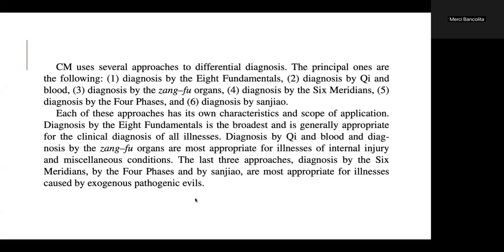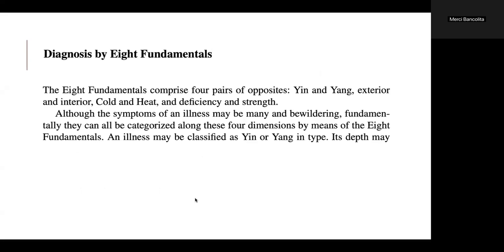Each of these approaches has its own characteristics and scope of application. Diagnosis by 8 fundamentals is the broadest and is generally appropriate for the clinical diagnosis of an illness. Diagnosis by qi and blood and diagnosis by the Zangfu organs are most appropriate for illnesses of internal injury and miscellaneous conditions. The last three approaches, diagnosis by 6 meridians, by the 4 phases, and by Sanjiao, are most appropriate for illnesses caused by exogenous pathogenic evils.